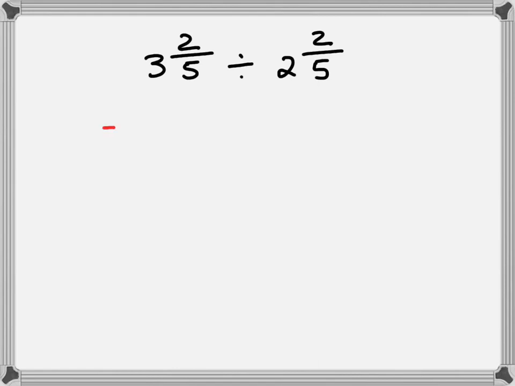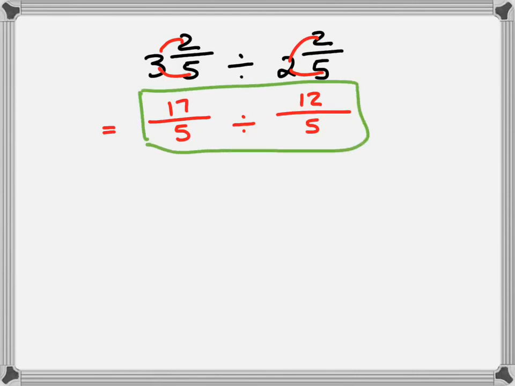Let's first convert these both. 3 2/5 is going to be 15 plus 2. That's 17. I'll keep our divide there for now. We're busy converting into improper fractions. 2 times 5 is 10, plus 2 is 12. Now you see it's in the right format for us to be able to apply our steps for division to get it into a times.